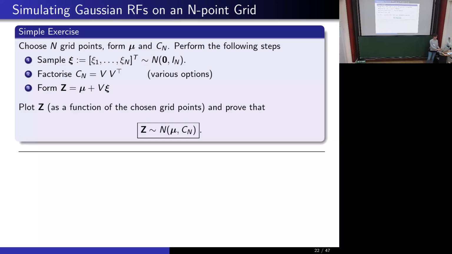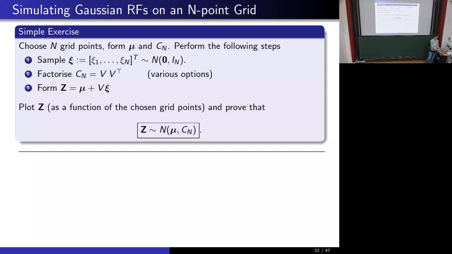So you pick your grid points first. Let's say we've got a capital N of those. And you form your mean vector and your covariance matrix from the model that you've chosen. You've got your mean vector, you've got your covariance matrix. And if we want to draw samples from this multivariate Gaussian distribution, how do we do it? It's 3 lines of code if you're using MATLAB or Python.